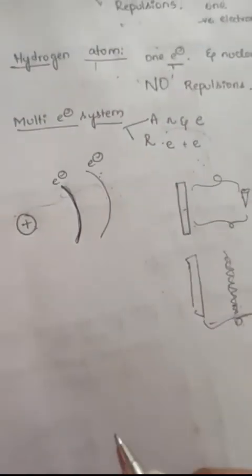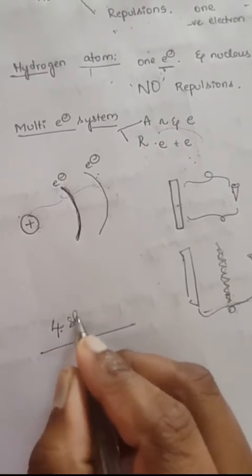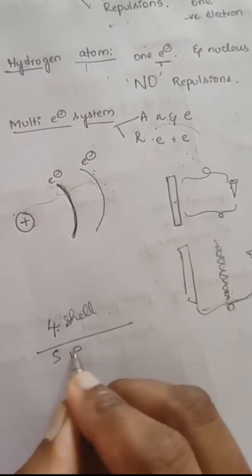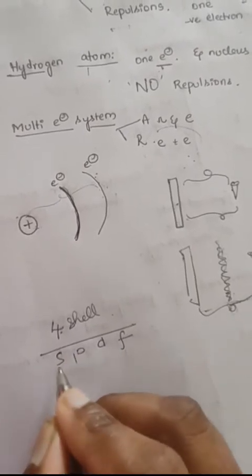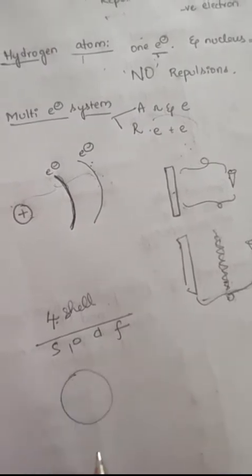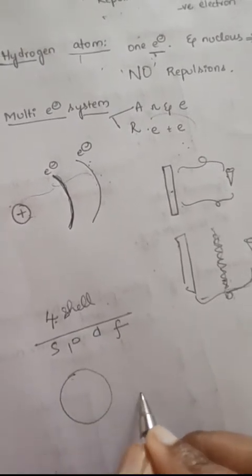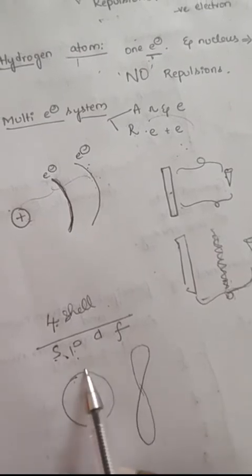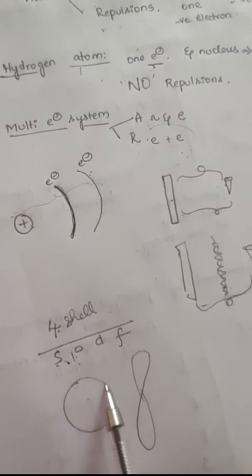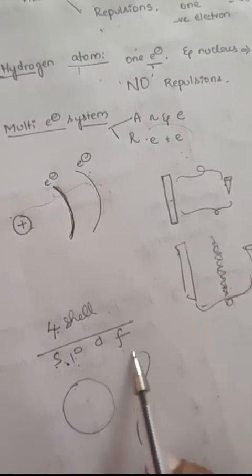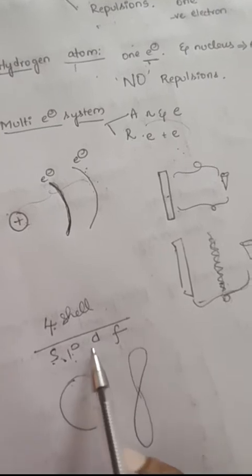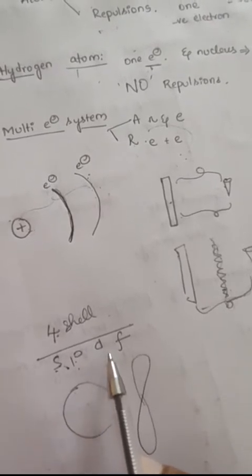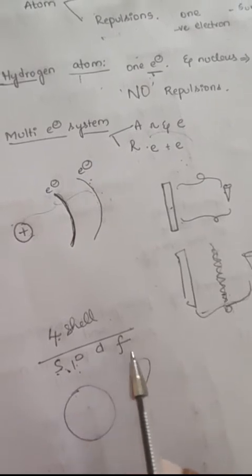If we consider the same principal quantum number for the shell, and we are considering s, p, d, f orbitals, s orbital will have a circular shape, and p orbitals will have a dumbbell shape. If we compare s orbital and p orbital, the electrons present in s orbital can shield more effectively when compared to electrons present in p orbital. Similarly, the electrons present in d orbitals are capable of shielding very well when compared to f orbital.